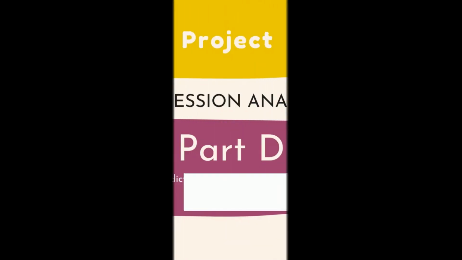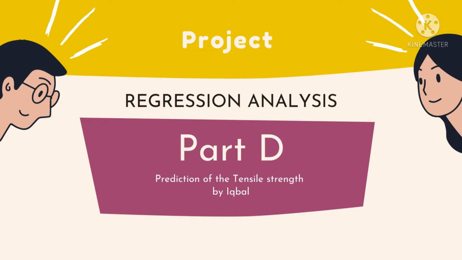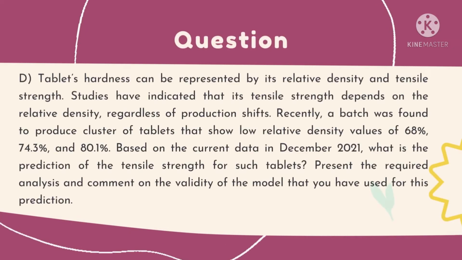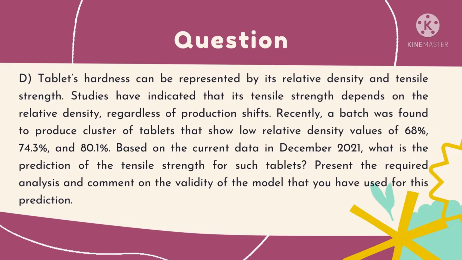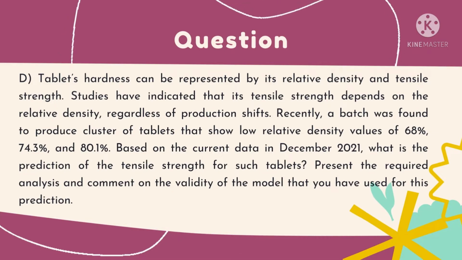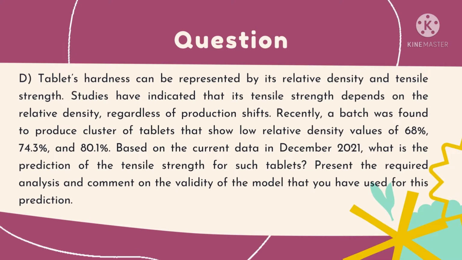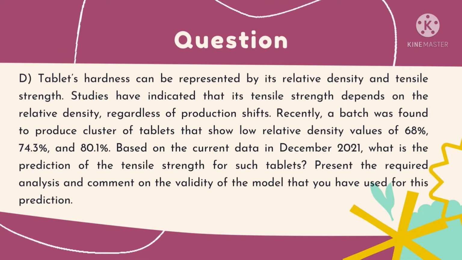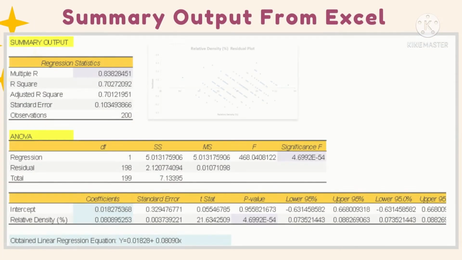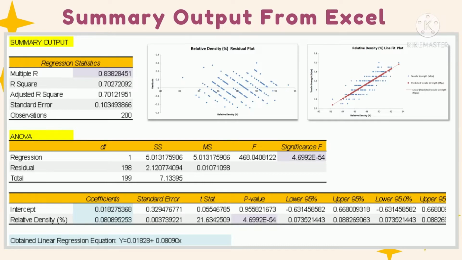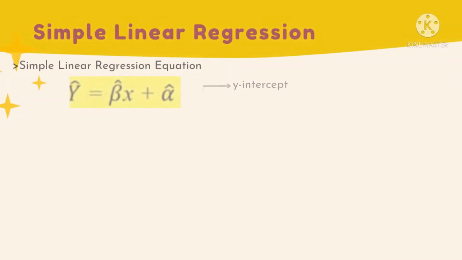Thank you. Next, for part D, we have regression analysis, prediction of the tensile strength. The question requires us to predict the tensile strength for such a tablet at relative densities of 68%, 74.3%, and 80.1%. We have to present the regression analysis and comment on the validity of the model that we have used. From Excel, by using the regression analysis model, we will obtain all of these values, and I will explain them later on.